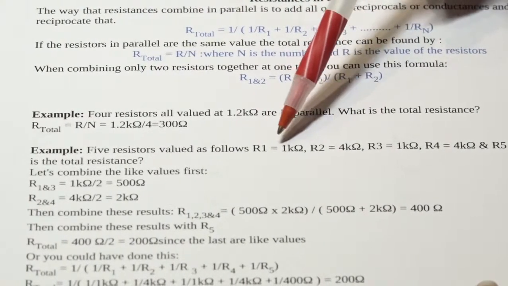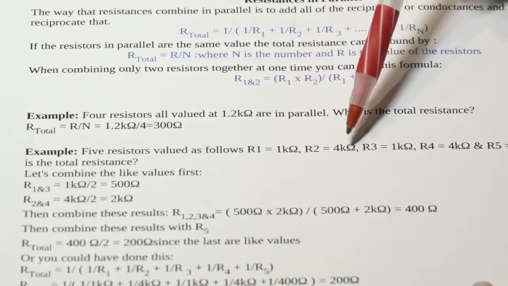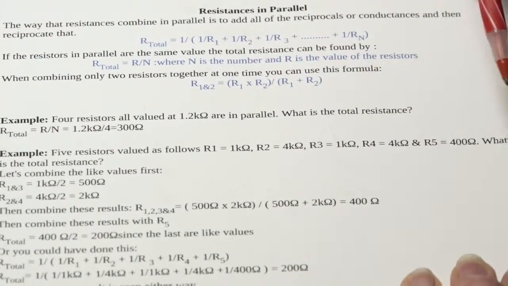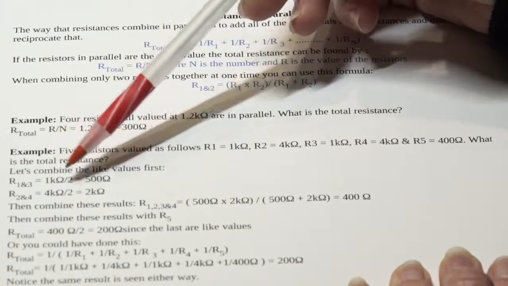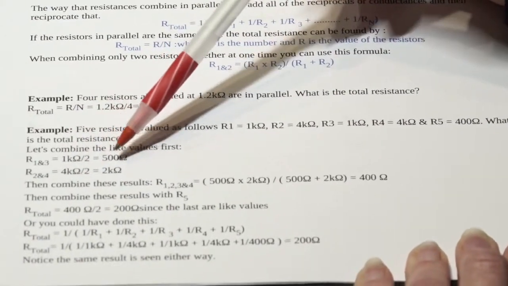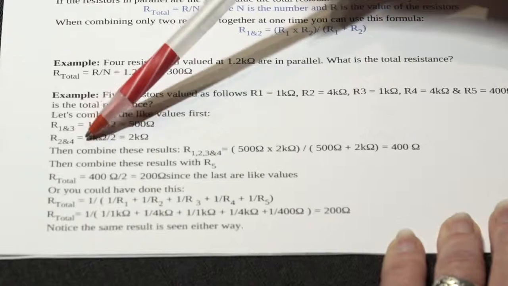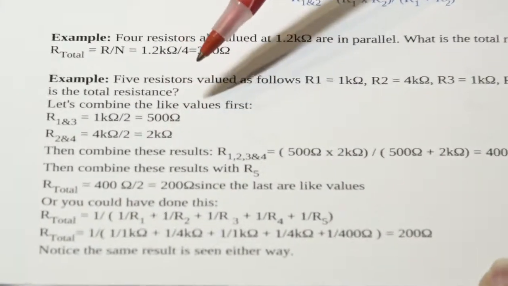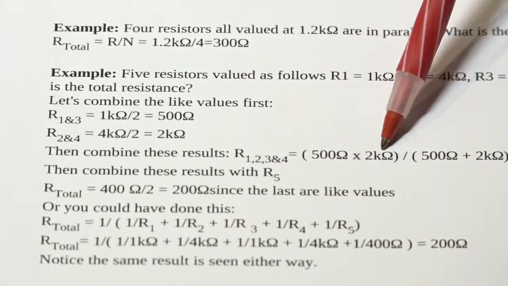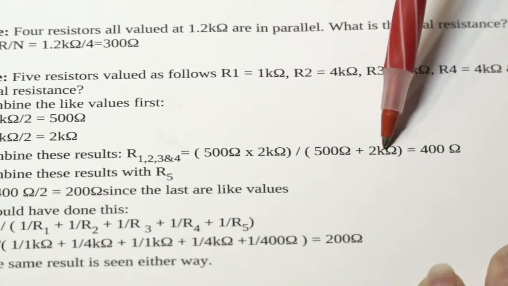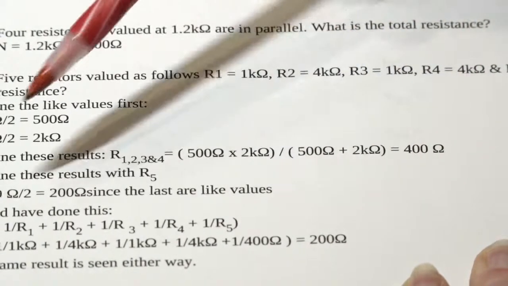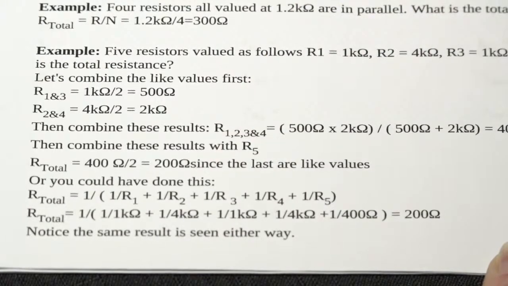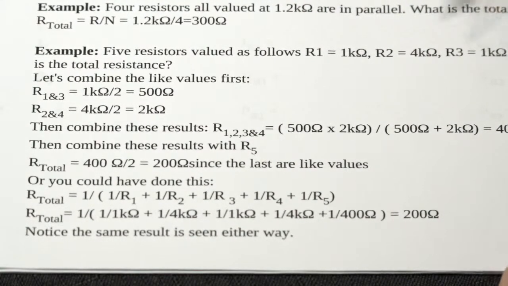Now, if I had 5 resistors, a 1K, a 4K, a 1K, a 4K, and a 400 ohm, what would be the total resistance? Well, I could combine just R1 and R3 together to come up with 500, and R2 and R4 to come up with 2K, and then I could say, okay, 500 times 1K divided by 500 plus 2K gives us 400 ohms, and then say 400 ohms divided by 2 gives us 200 ohms, since they're like values.